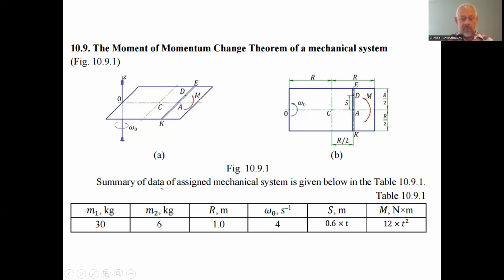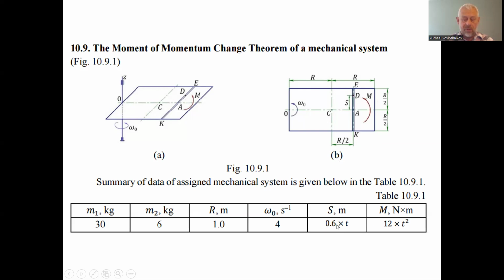The motion d, the motion of the mass 6 kilos. And as well, we have the external moment. We assume that it is a couple of forces with the resultant rotating moment. Rotating moment is 12 by t squared, Newton by meter. This is assigned. And the issue is what is the dependence of the angular velocity of the rotation of the platform on time.